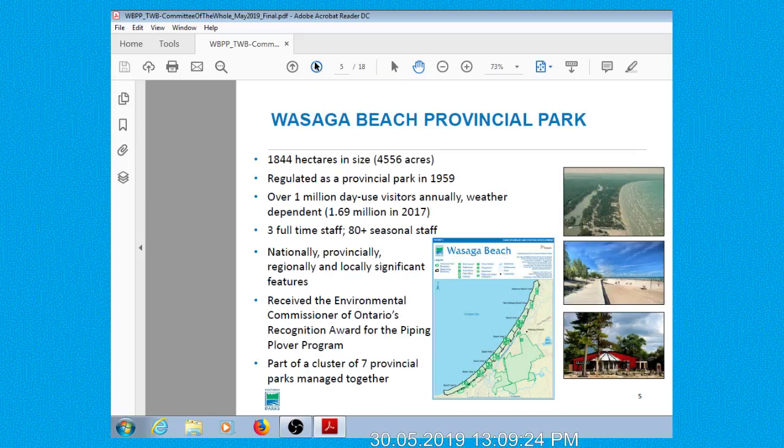So a little bit about Wasaga Beach Provincial Park, which I know many of you are already familiar with. We're 1,844 hectares, so it's just over 4,500 acres. It was first regulated in 1959. It's changed shape a couple of times since then, but that was the first iteration. It was regulated by an order in council, and it's now regulated under the Provincial Parks and Conservation Reserves Act.